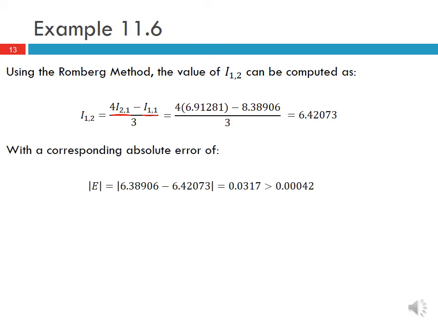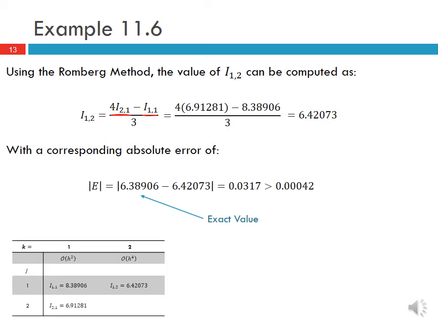which has a corresponding absolute error as shown here. It's important to note that this is the exact value because we're using the absolute true error here. So we're comparing with the exact value. So we see that our error is 0.0317, which is greater than our prescribed accuracy of 0.00042. So this is what it looks like in the table here.